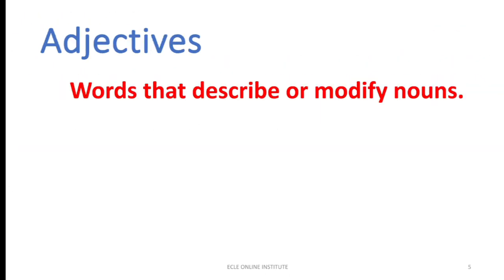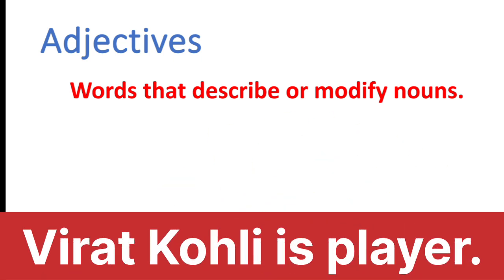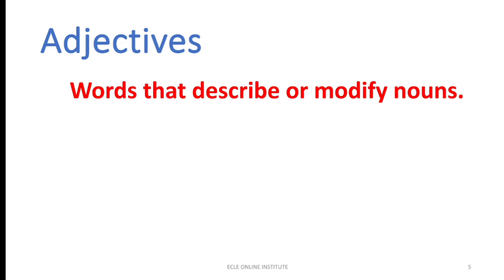Let's learn about adjectives. What is an adjective? An adjective is a word that describes or modifies a noun. So what is the work of an adjective? An adjective describes the quality of a noun. How is the noun? Suppose we take the example of Virat Kohli. Virat Kohli is a noun. What do we say? Virat Kohli is a player. So player is an adjective because it is describing the noun.